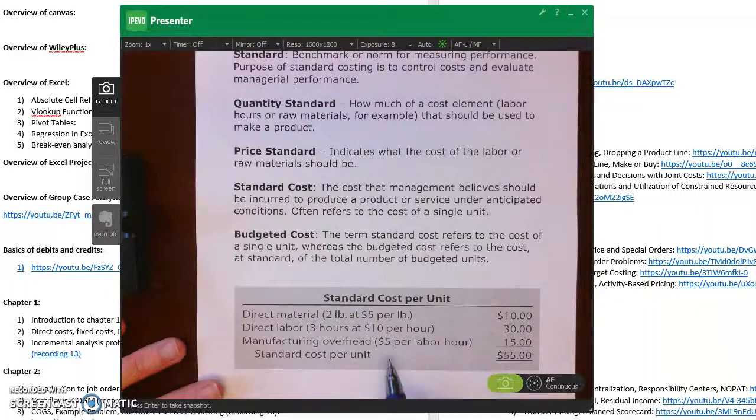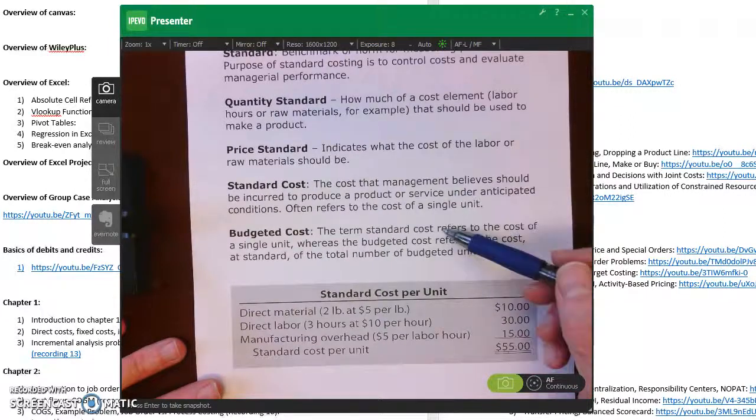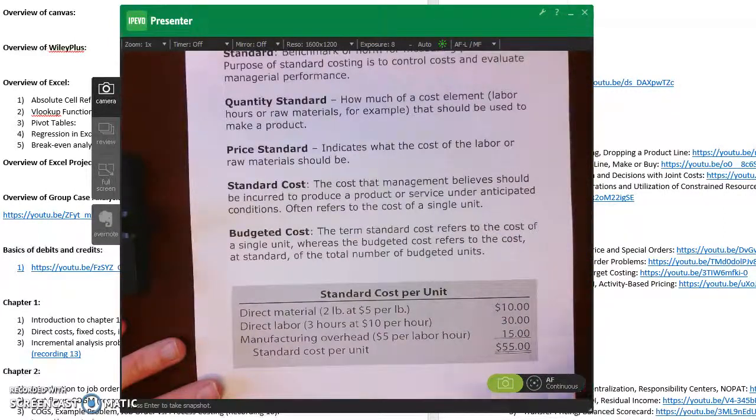Then we have our manufacturing overhead at $5 per hour times the 3 hours, which gives us the 15. We add up all these, and our standard cost for making one unit would be $55. If we made 10 units, we would multiply the 55 times the 10 to give us a budgeted cost of $550. So that's the difference between budgeted and standard. Budgeted is the total, standard is for a given unit.